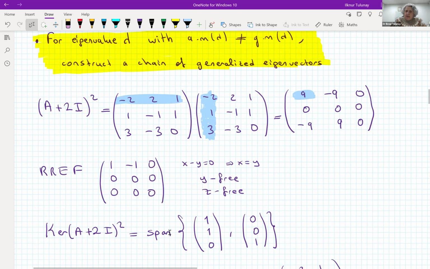The span, so this will be the first one. For example, z is free and has no other coefficients, so 0, 0, 1 corresponds to this situation. Since y is free and x depends on y, you put y equal to 1, and then you have the vector 1, 1, 0. So you have two vectors spanning this generalized eigenspace corresponding to eigenvalue -2. This is 2 dimensional.